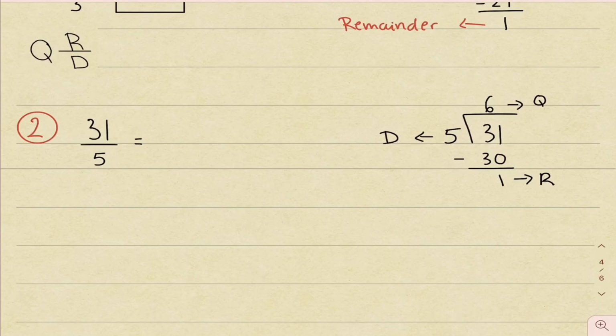So right away, I'm going to go ahead and plug it in. So the quotient is 6. The remainder is 1. The divisor is 5. Right? So that was the quotient, this is the remainder, and this is the divisor. So 31/5, if we want to write that as a mixed number, it's going to be 6 1/5.